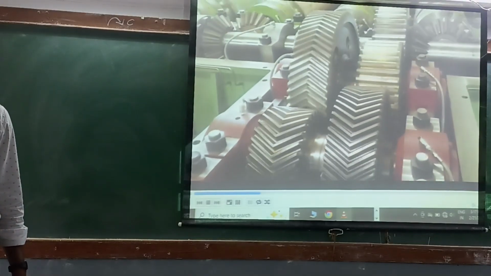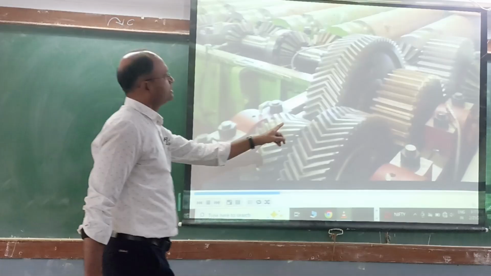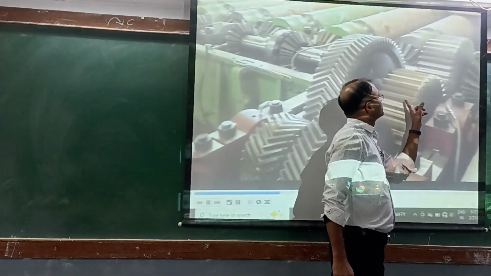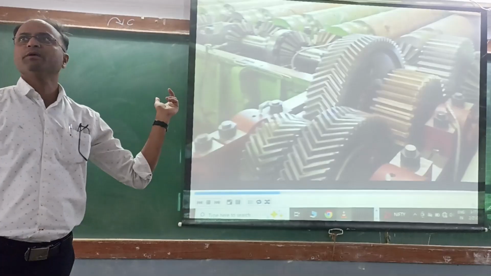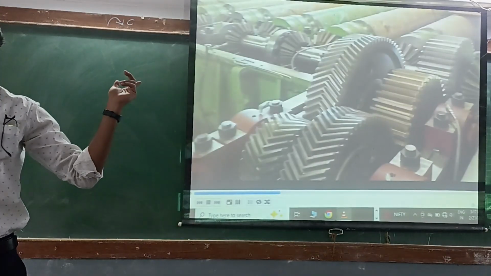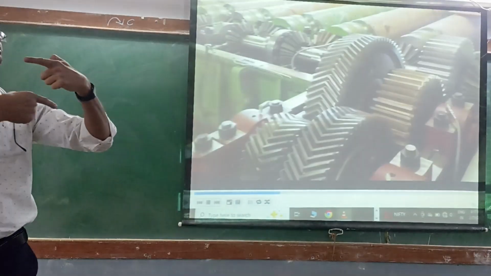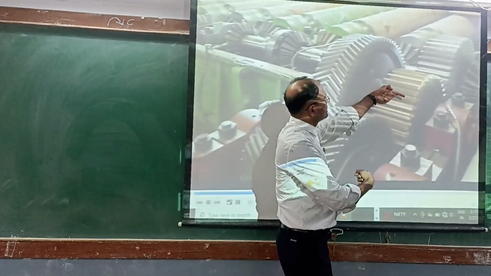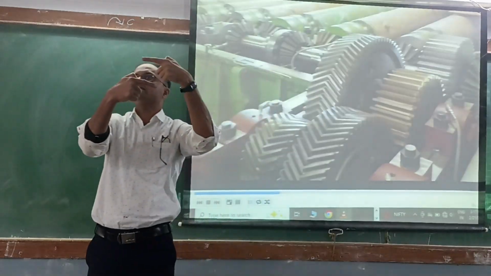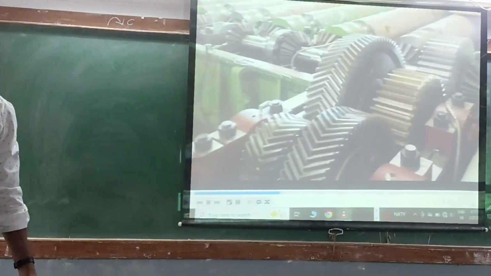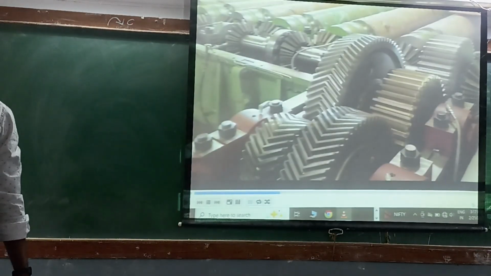So now, as we go further, currently you can see these gears. The very simplest gear, that is the spur gear. Spur gears have their teeth parallel to the axis of the shaft. You can see the teeth are like this and the shaft axis is like this. So teeth are parallel to the axis of the shaft.